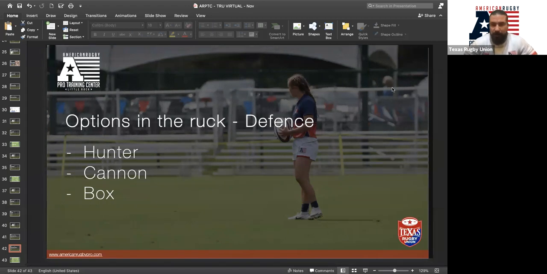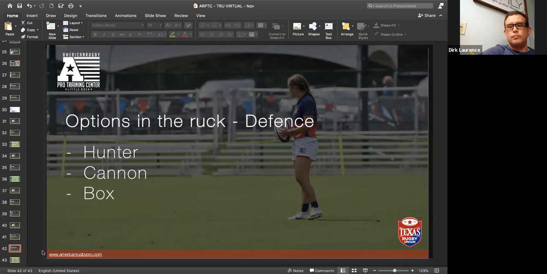Again, in defense, the cannon is there. So if they've got their sniper position, we can send the cannon in and try to blow them up and counter ruck. And if they're already in a strong position and we don't want to send the cannon in, then we can just put somebody into the box situation or behind the ruck like we talked about already. That was quite a lot straight away, but does that make sense? Are we following where we are?